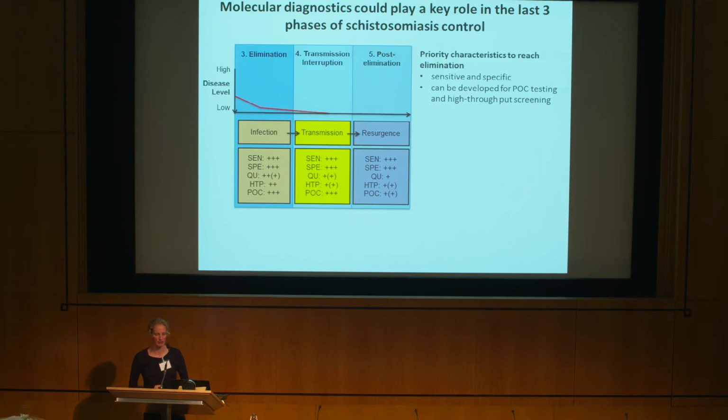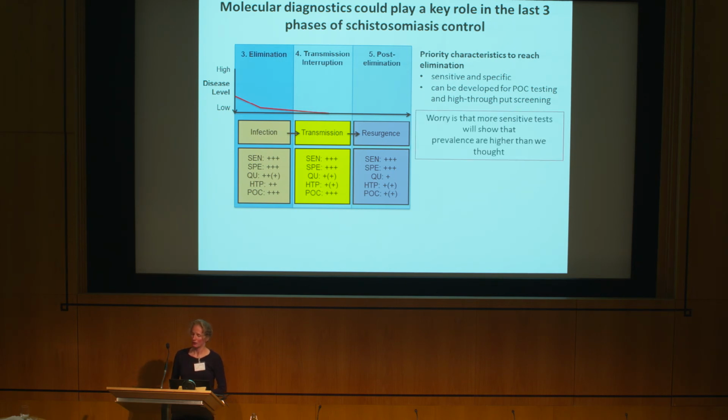It's really the priority characteristics for schistosomiasis to reach elimination. I think the most key thing is sensitivity and specificity of diagnostics, and also to develop point-of-care testing and high-throughput screening at that endemic setting. One of my worries is that when we start to use these sensitive techniques, the prevalence, which I think is very low, will actually be quite high.